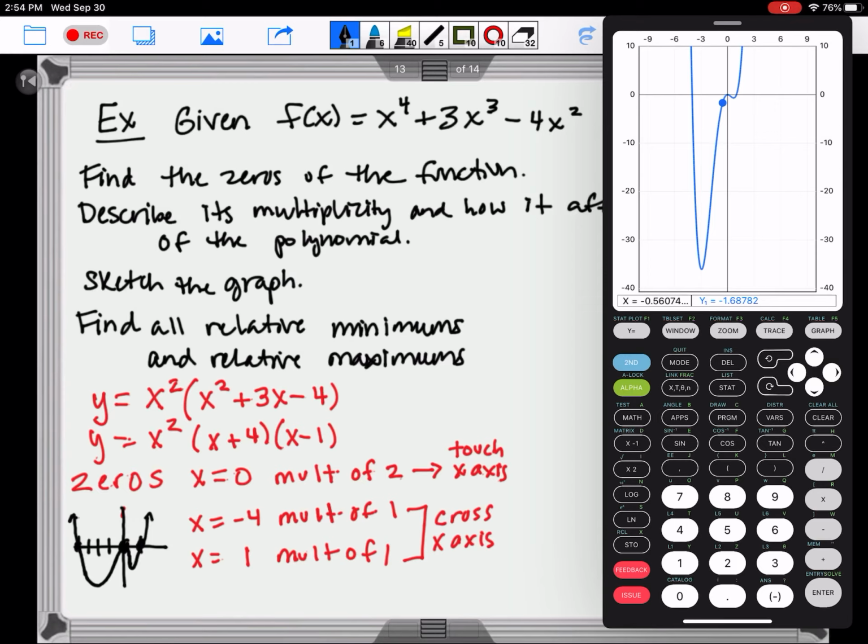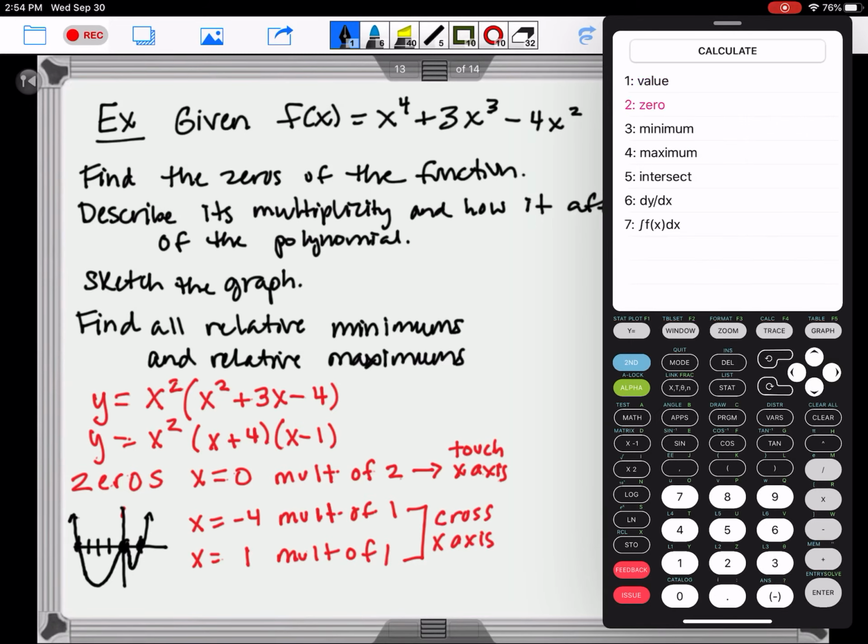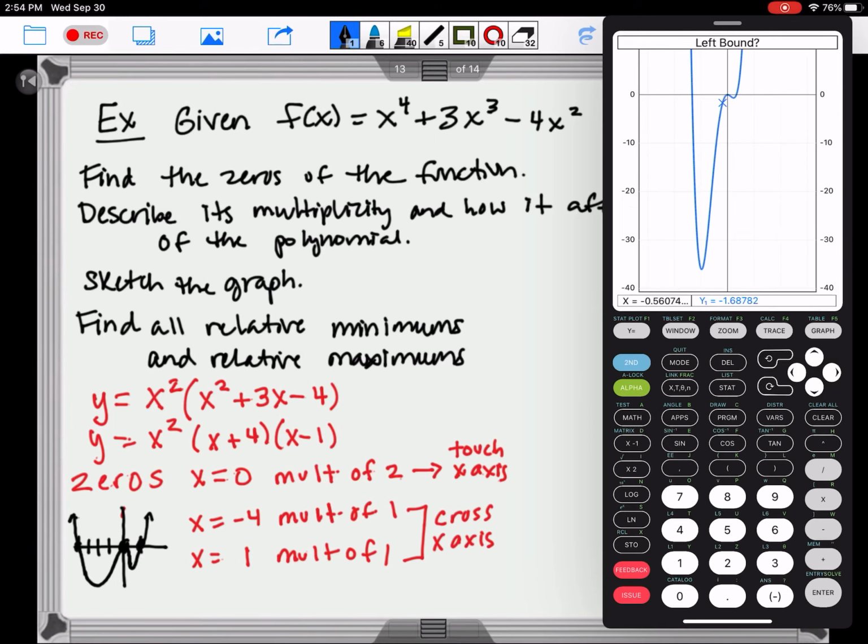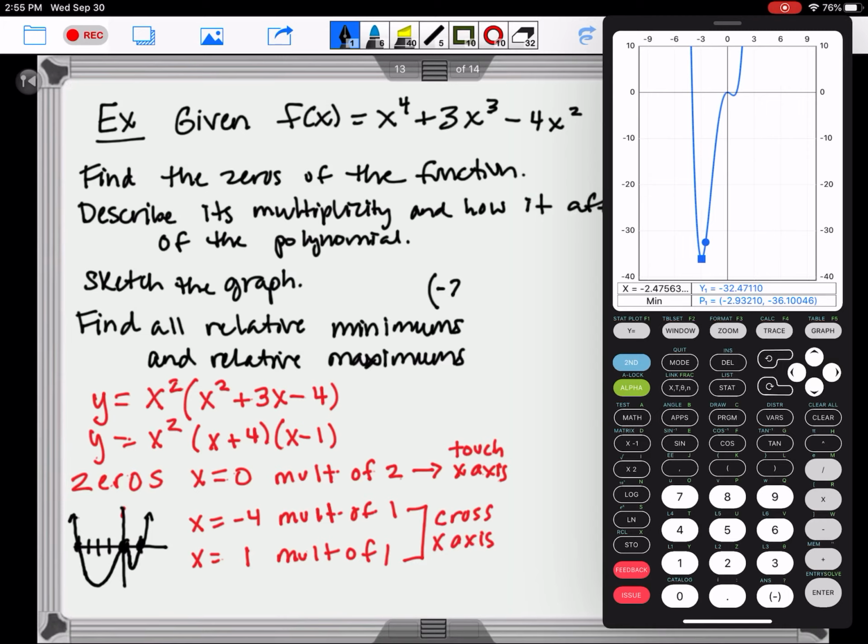All right, so here's what I know. I have 2 relative minimums, and I have 1 relative maximum. So let's calculate the minimum. I'm going to get to the left of the minimum, push enter, to the right of the minimum, push enter. You want to shimmy back and push enter again for your guess. So I have a minimum here at negative 2.93 and negative 36.1.